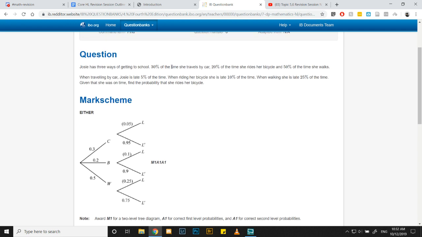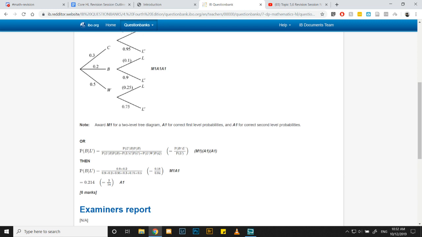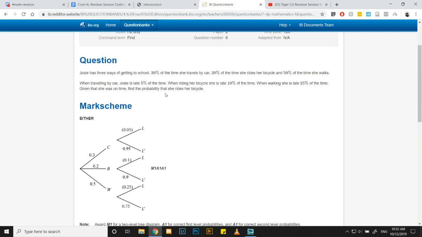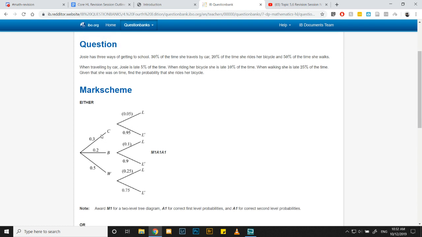There's 3 ways to get to school. Okay, so yeah, they use Bayes' theorem in this one. 30% of the time she uses the car, 20% of the time she rides a bicycle, and 50% of the time she walks. When traveling by car, she's late 5% of the time. When riding a bicycle, she's late 10% of the time. And when walking, she's late 24% of the time. That's how you distribute it here.